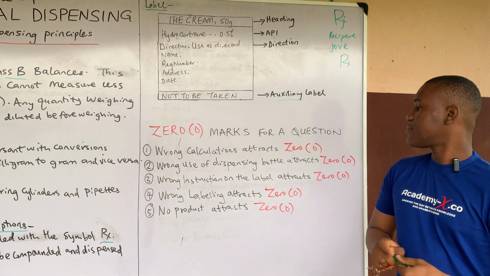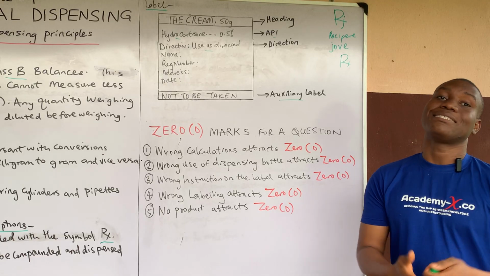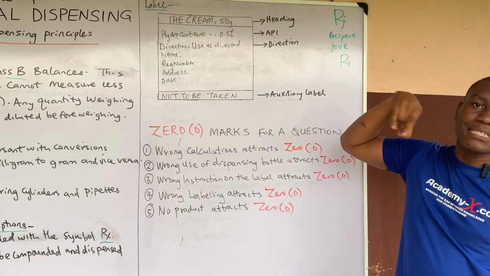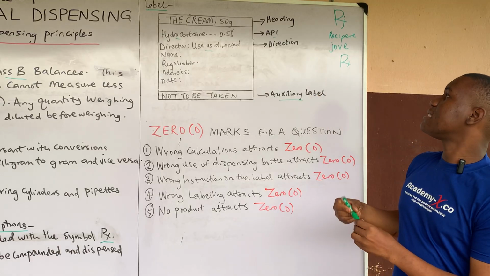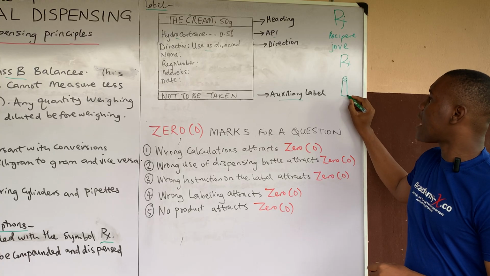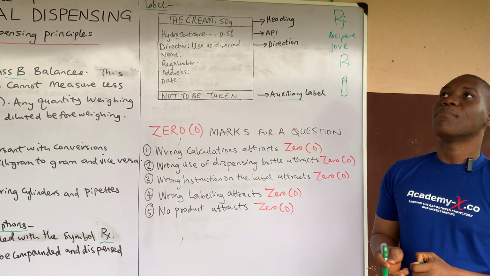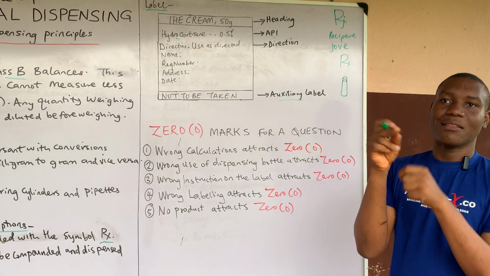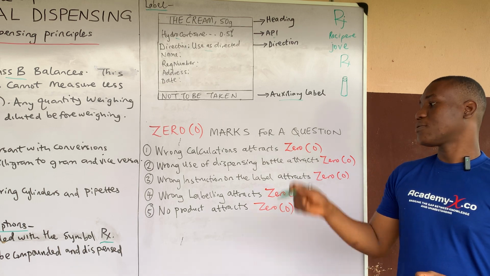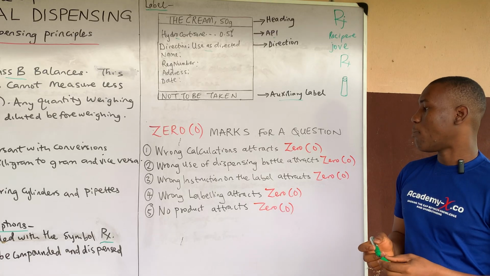Now, wrong use of dispensing bottle attracts 0. If you use a dispensing bottle that is not meant for the product you are dispensing, you score 0. Example, this is a cream. Imagine dispensing a cream, instead of in a collapsible tube, which is how collapsible tubes look, where creams are put, you dispense it in, let's say, a narrow-mouthed bottle. The patient cannot even access the cream. So that's a wrong container or dispensing bottle. We attract 0 marks for that.